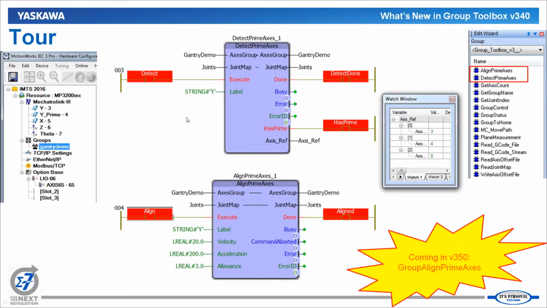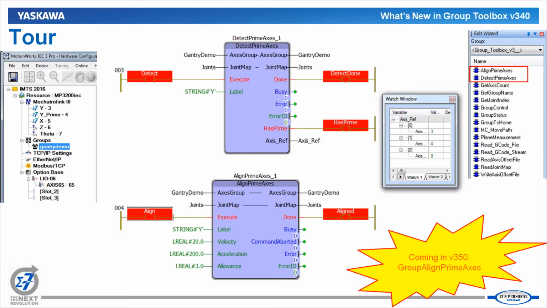A couple other blocks here. One of them is called detect prime axes. If you have a gantry system in particular that is configured with one or more joints that has shared load, so more than one motor operating the same axis, there's a bit of complexity in enabling the group in that case, because the commanded position of each of the motors that operate the joint must be at the exact same location for the group to be enabled. So these blocks will help make that process easier.